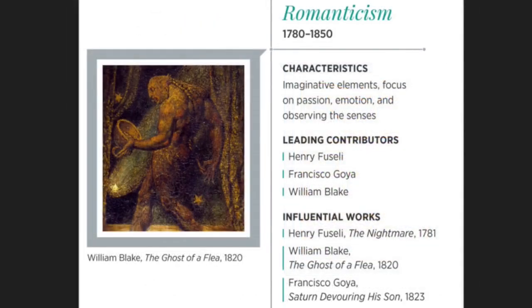Romanticism, 1780 to 1850. Romanticism embodies a broad range of disciplines, from painting to music to literature. The ideals present in each of these art forms reject order, harmony, and rationality, which were embraced in both classical art and neoclassicism. Instead, Romantic artists emphasize the individual and imagination.